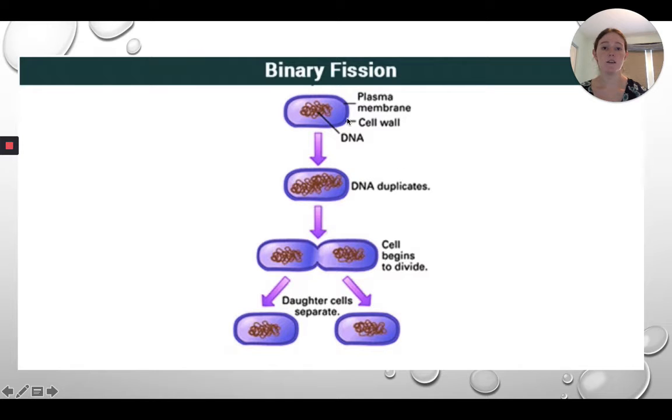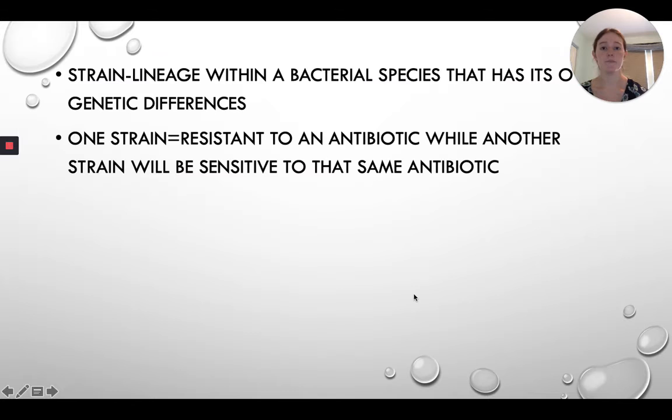You have your cell up here. It's going to duplicate its DNA. The cell is going to start to split apart, and then you'll end up with 2 separate daughter cells.